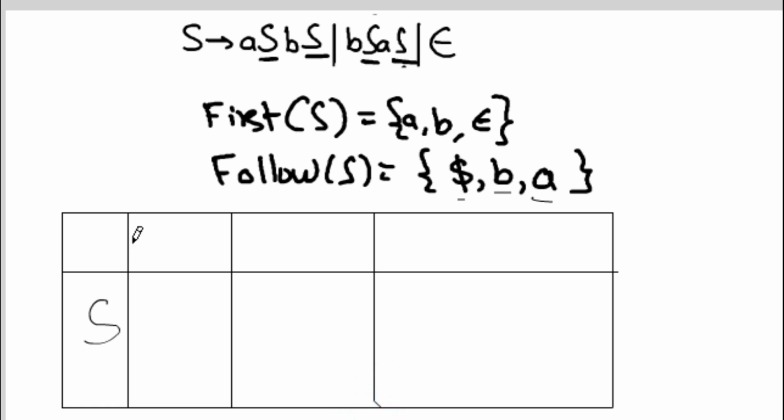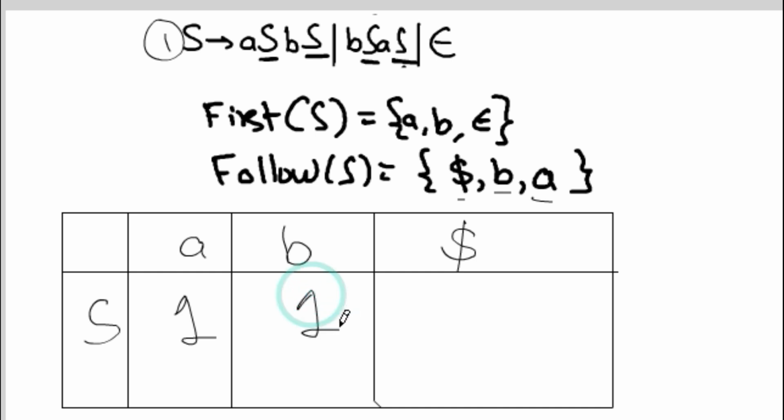Now small a, small b and dollar. Now we have to write a number to this. So this is the first one, so we will write 1, and there is no other grammar, only one grammar. Now what is the first of S? The first of S is A, B and epsilon. So since the first of S is A, we will write 1. Since the first of S is also B, we will write 1. Since the first of S is also epsilon, when there is an epsilon, you have to check the follow. So what is the follow? $, B, A.